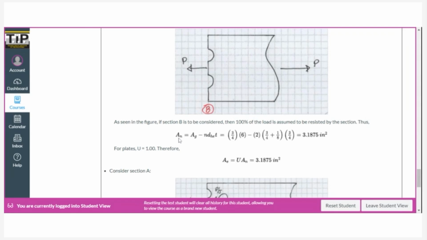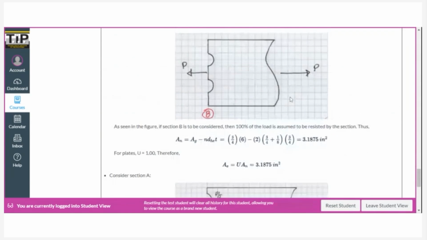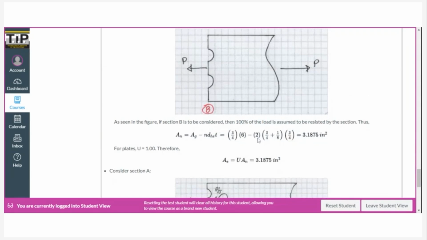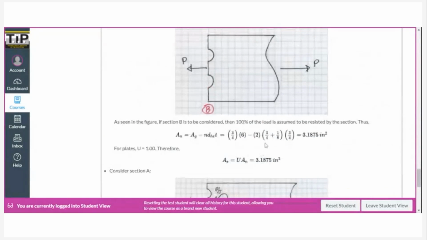So it's just AG. The gross area of the plate is just 34 times 6, minus the number of holes, 2. Then the effective diameter, which is equal to the bolt diameter. Bolt diameter is 3/4 inch, then you add 1/8 to it. That's why it becomes this way. And then the thickness, which is 3/4, the thickness of the plate. So the net area is just 3.1875 square inch, the net area at this portion.